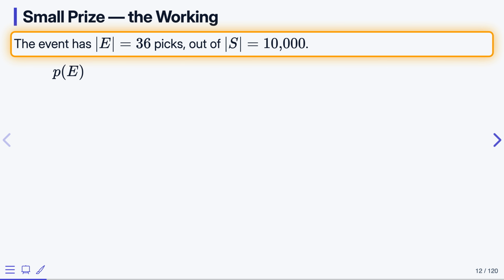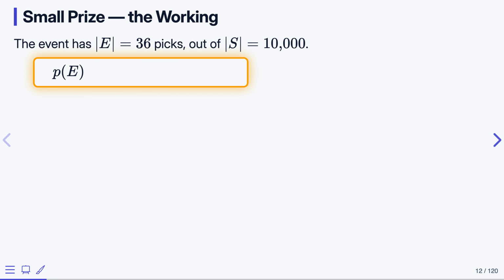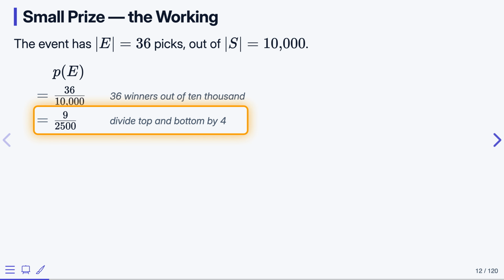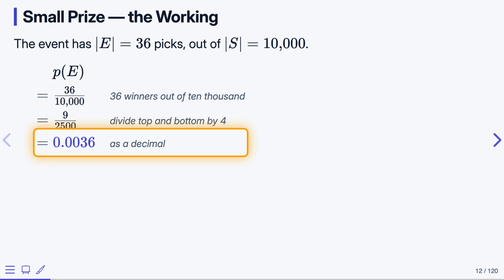We counted 36 winning picks out of 10,000. So we begin with P of E. The probability is 36 over 10,000. Divide top and bottom by 4. That gives 9 over 2,500. As a decimal, that is 0.0036.